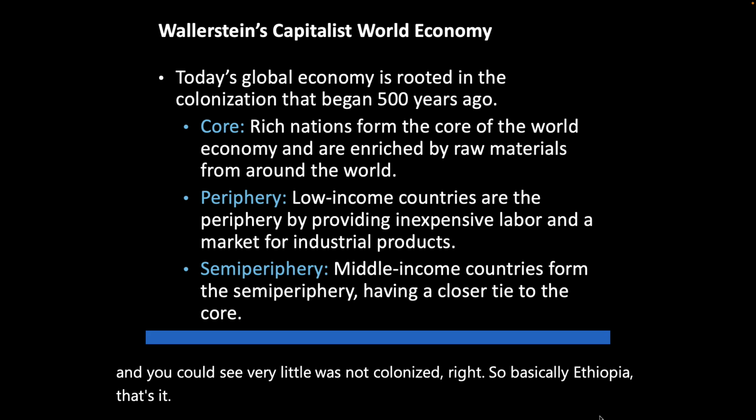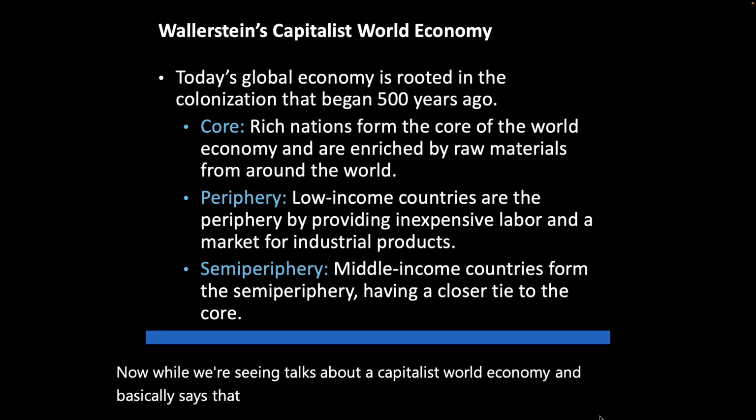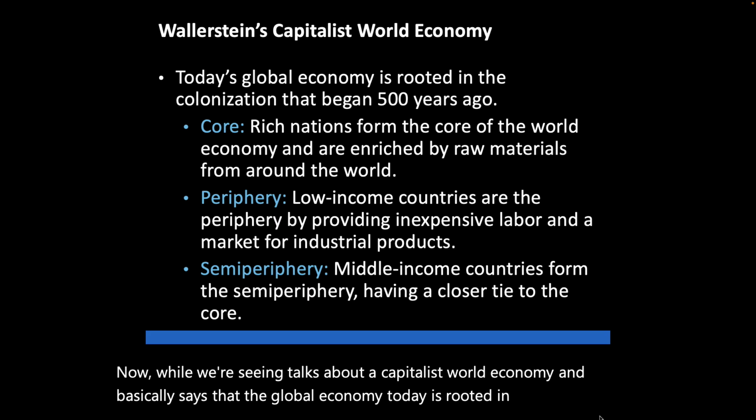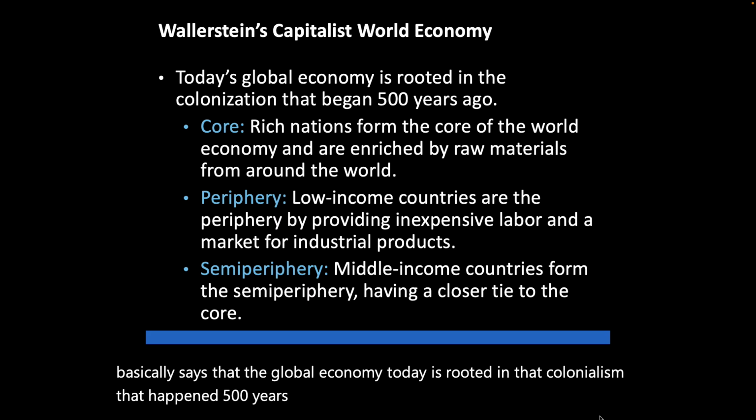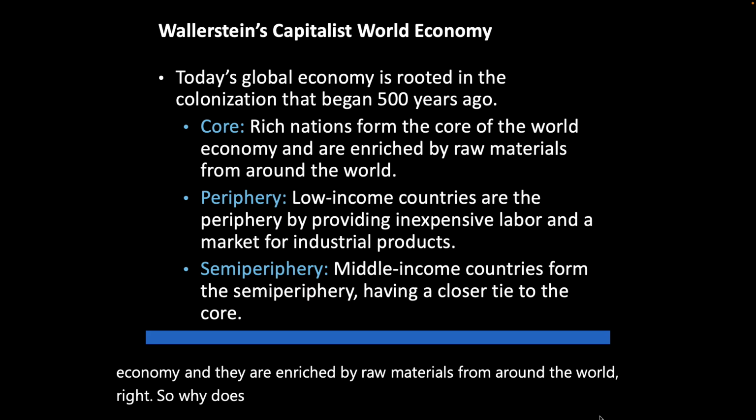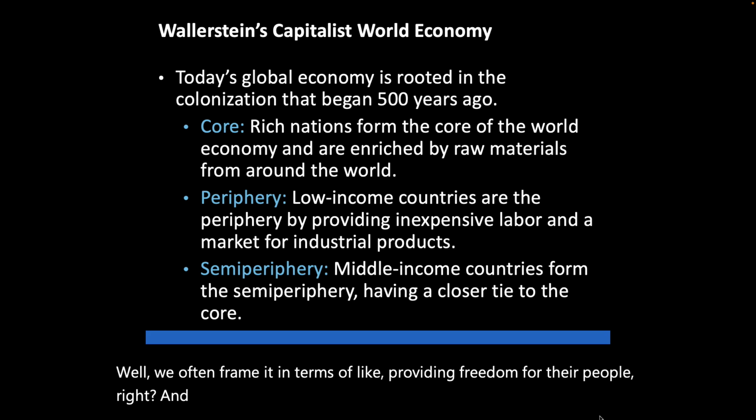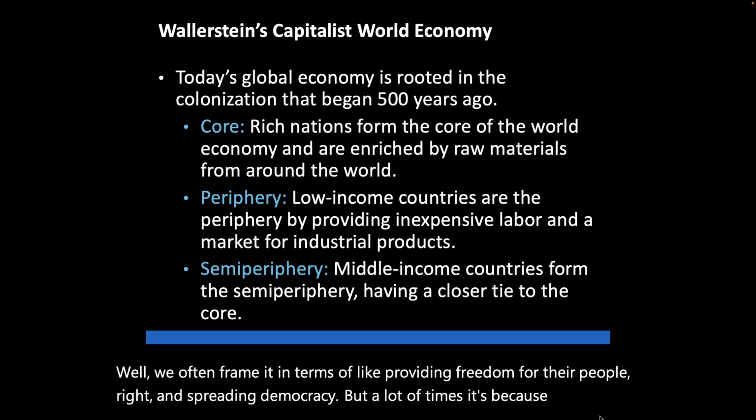Now, Wallerstein talks about a capitalist world economy and basically says that the global economy today is rooted in that colonialism that happened 500 years ago. So rich nations form the core of the world economy, and they are enriched by raw materials from around the world, right? So why does the US stick its nose in the business of other countries? Well, we often frame it in terms of providing freedom for their people, right? And spreading democracy. But a lot of times it's because those countries have something we want.